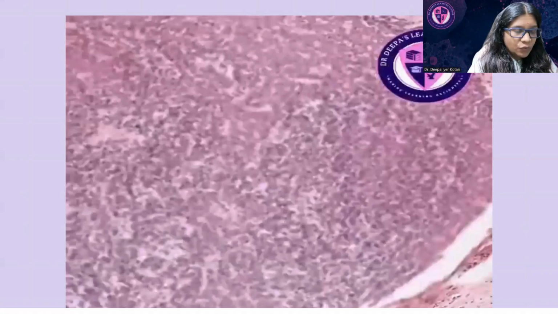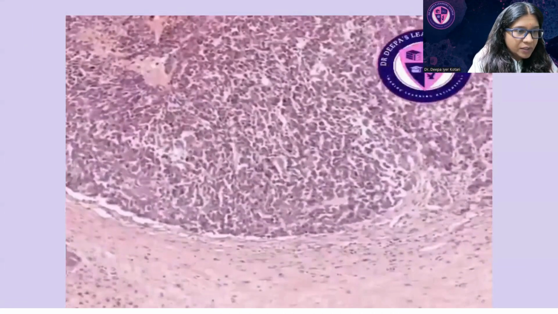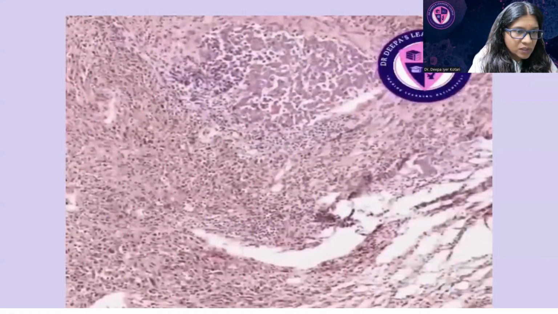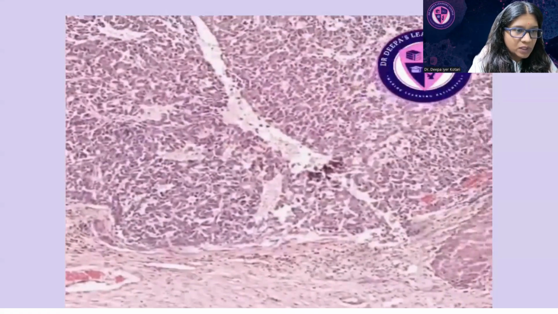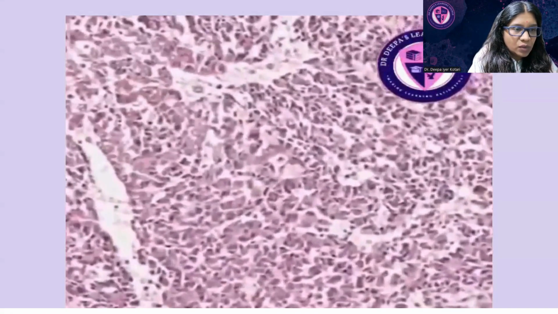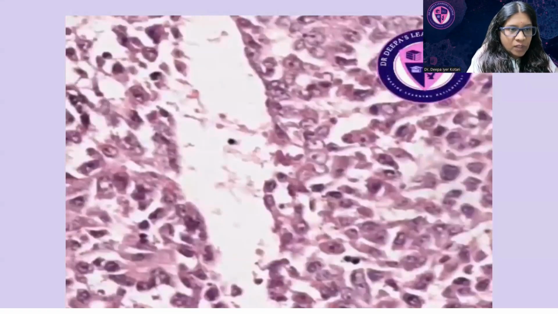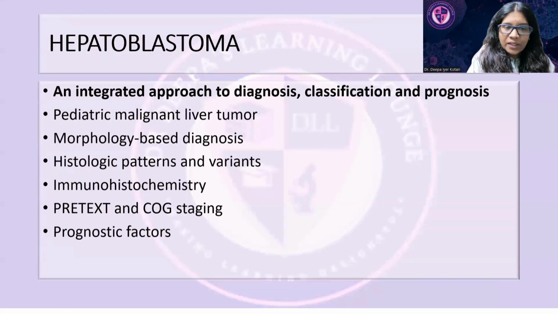So first, let me show you the whole slide image that I sent to you last week. The diagnosis of this case was hepatoblastoma. You're clearly able to see this was a 2-year-old child with a liver mass, and this was a hepatoblastoma case which I had shared with you. So today, without much ado, I just wanted to discuss hepatoblastoma in detail.